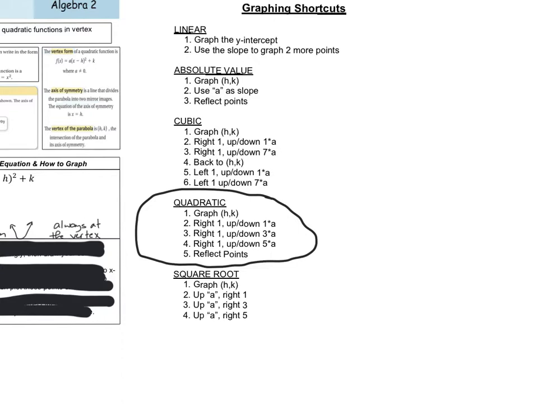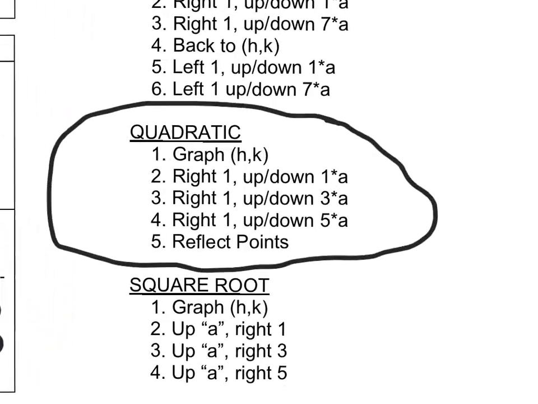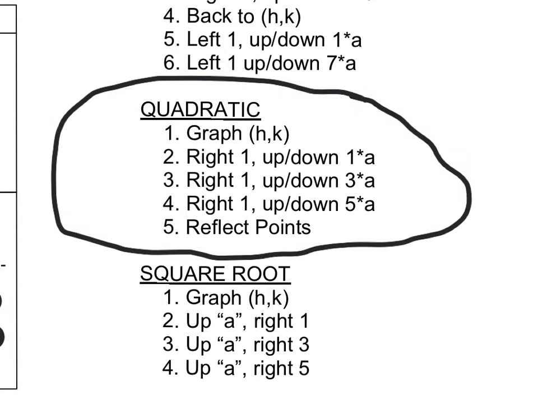So how do we graph a quadratic function? Well, first thing we're going to do is graph h and k. That's essentially we graph the vertex. It's no different than absolute value. Now this is how it's different than absolute value. Before we would always treat a like slope. Well, we don't treat a like slope in these problems, because this is not a straight line.